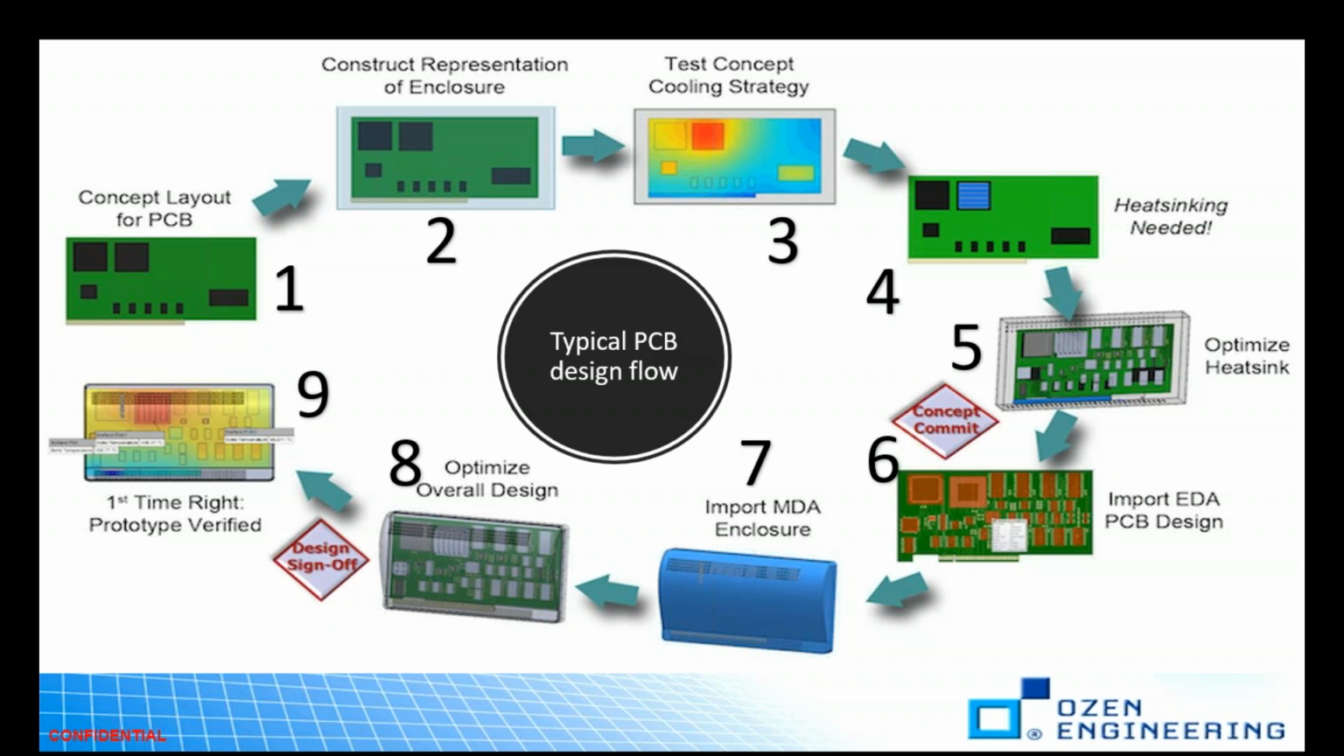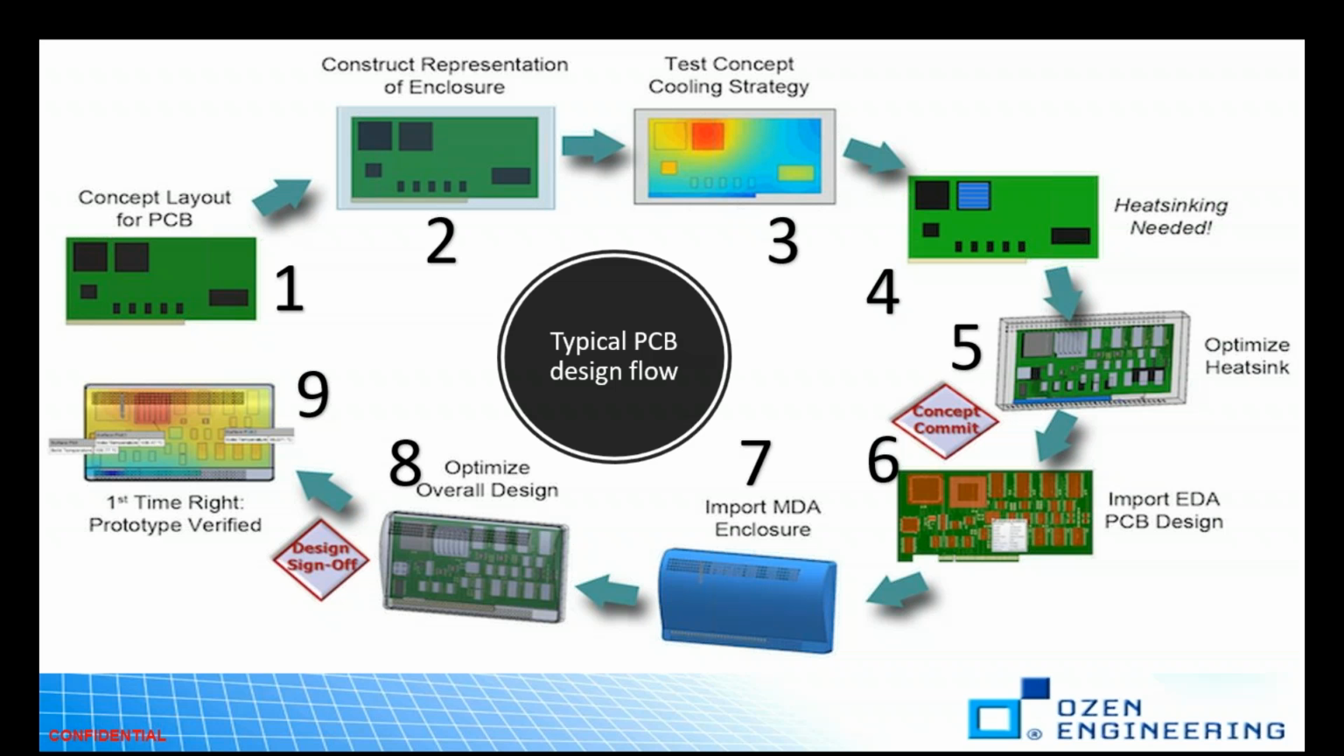Starting from step two, we enter steps three, four, five, six, and seven, where we assess the cooling performance on this air conditioning PCB. As you can see, at step three, we test the concept cooling strategy. Then at step four, we determine there might be a heat sink needed. On step five, we optimize the heat sink by assessing the best location to put the heat sink. And then on step six, we import the EDA PCB design.